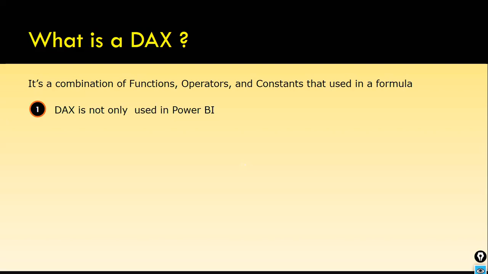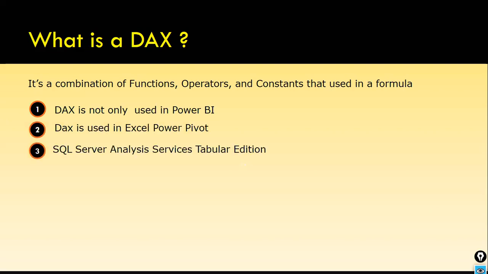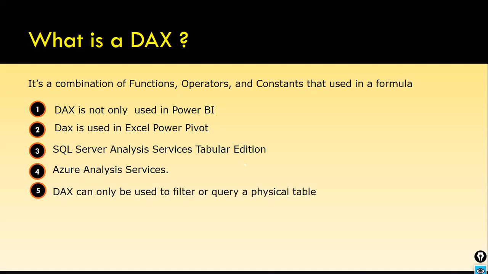So DAX is nothing but a collection of functions, operators, and constants. It is also called a DAX query. It is not only used in Power BI, it is used in Excel Power Pivot, SQL Server SSAS Tabular Edition, and Azure Analysis Services. Also, DAX can only be used to filter or query a physical table. You cannot make any changes to the underlying physical table.